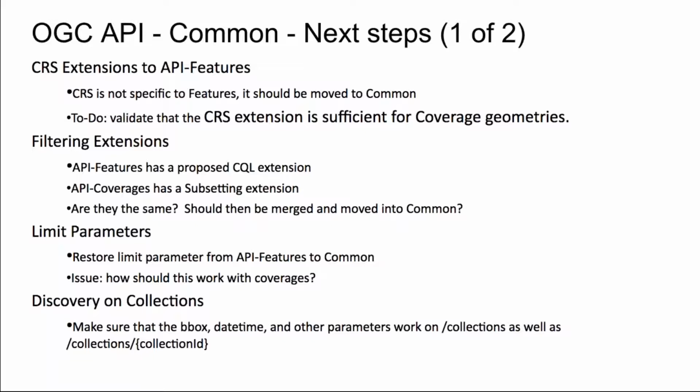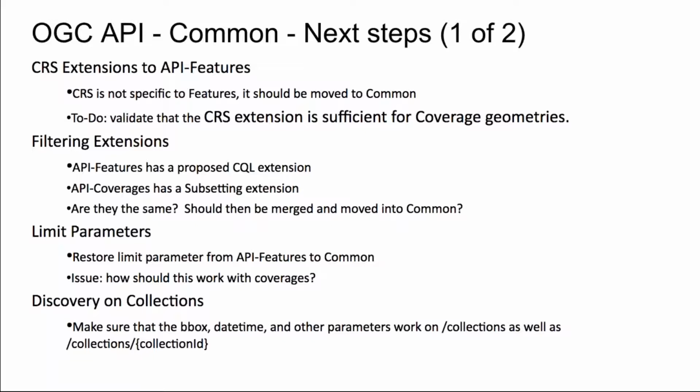Limits. API Features has a concept of a limit. The purpose of a limit is to restrict the amount of data which comes back, so you do not accidentally go and issue a query which downloads 16 petabytes of data to your laptop. This was in an earlier version of Common. It was taken out, but now there seems to be a lot of agreement that it needs to go back in. So we will roll it back in.